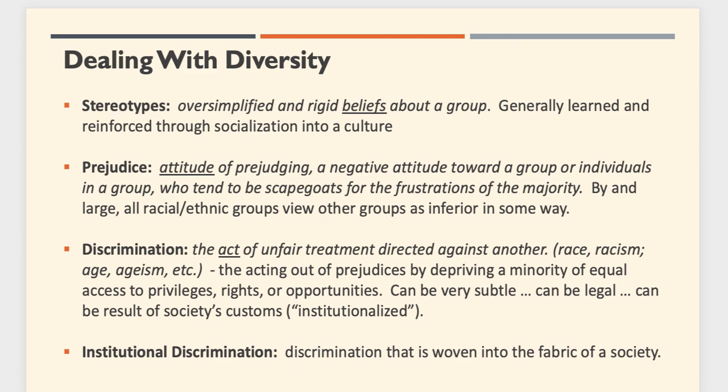Sometimes discrimination can be very subtle and even can be legally endorsed, a result of the customs of society. That's where it becomes institutionalized discrimination. And institutional discrimination is discrimination that is woven into the fabric of society, and is so deeply woven into the fabric of society that it's very easy to deny its existence. And that's why I say it can become legal.